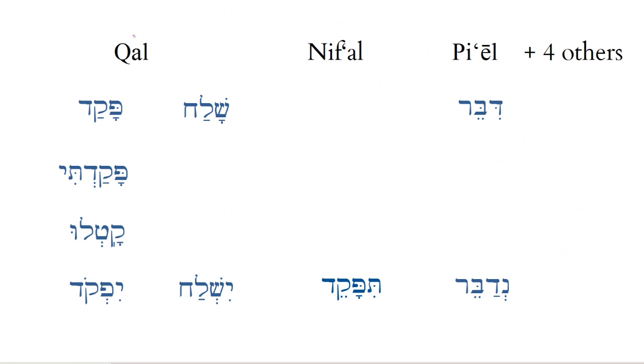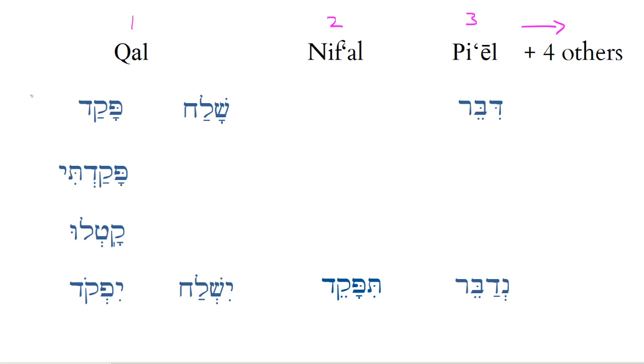Before we go on to look at the 7 stems, the main stems of the Hebrew verbal system, we'll look at some examples from the first 3. There are 4 others besides that, which we'll look at very soon. We have the qal stem, the nifal, and the piel. And we'll look at some examples.